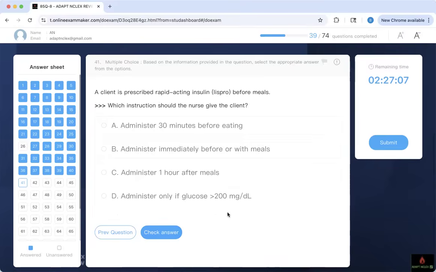A client is prescribed rapid-acting insulin before meal. Which instruction should the nurse give the client? The key word is what? Rapid-acting. That means what? Administer 30 units before eating. Administer immediately before or with meal. Administer 1 hour after meal. Administer only if glucose is greater than 200.